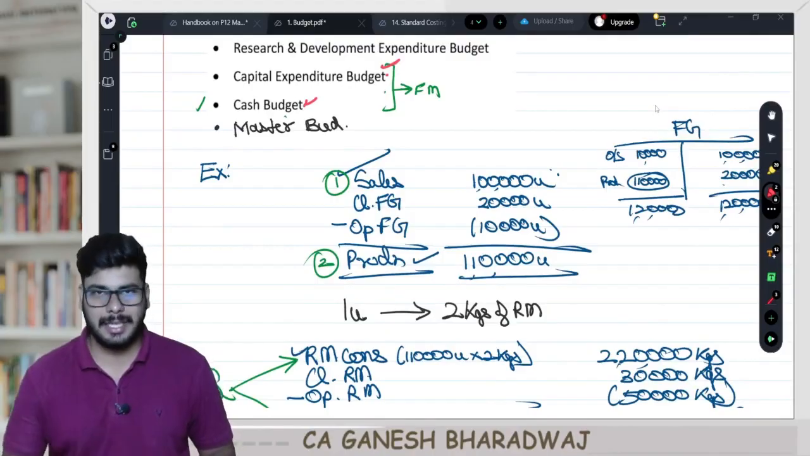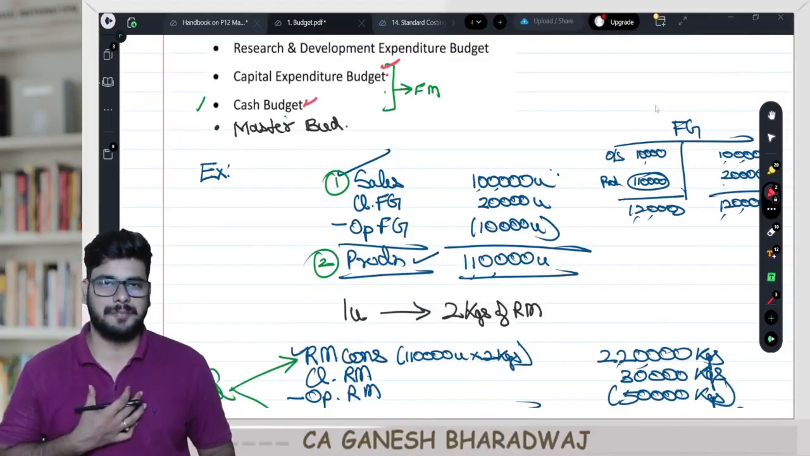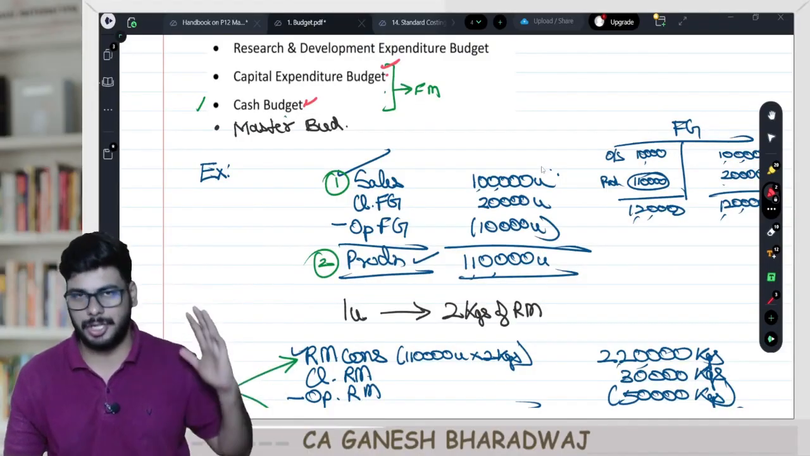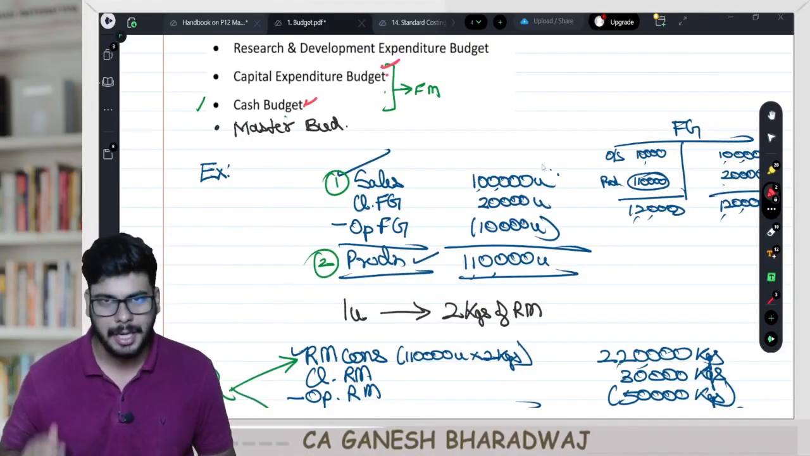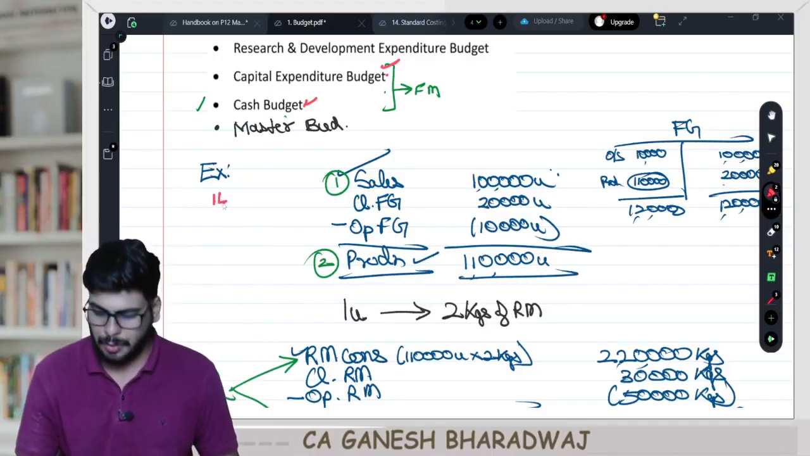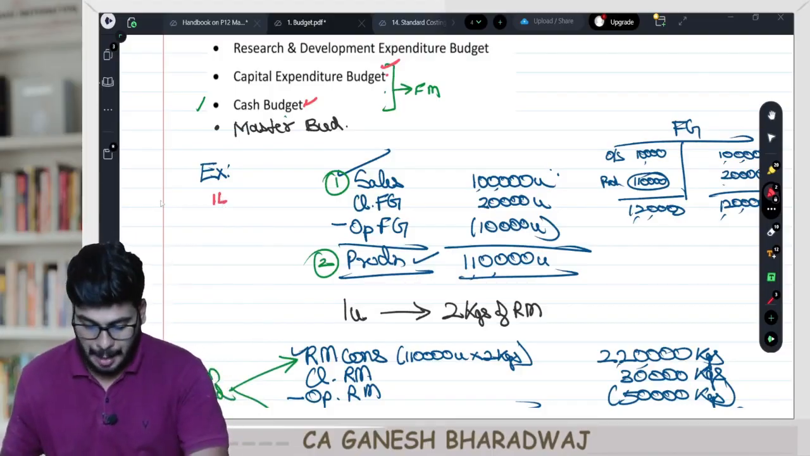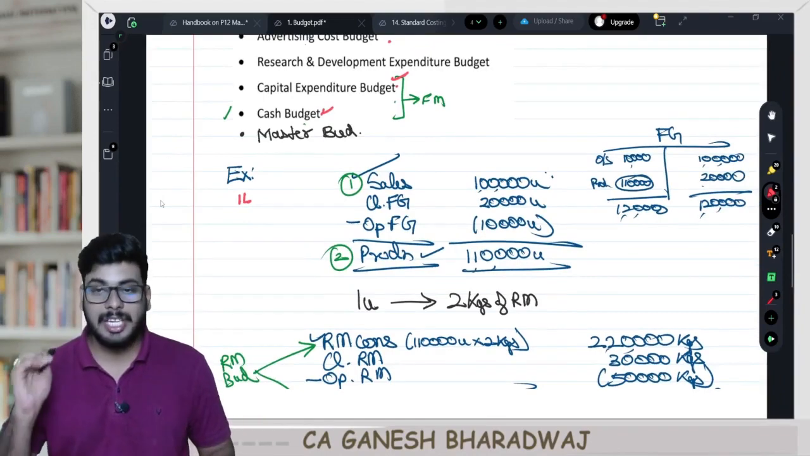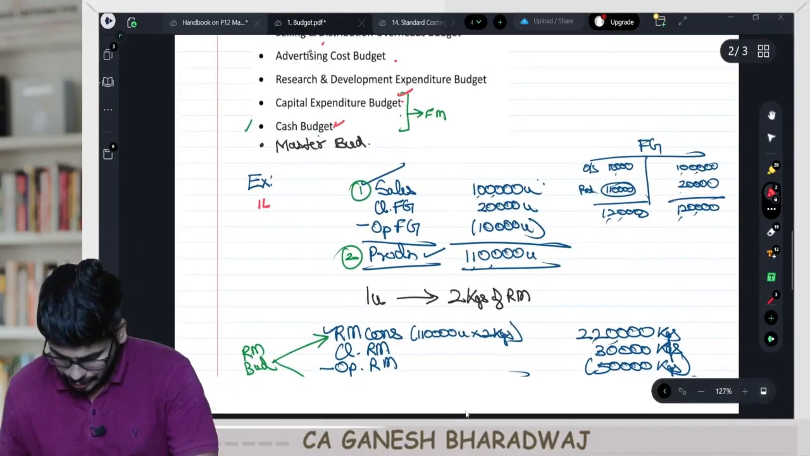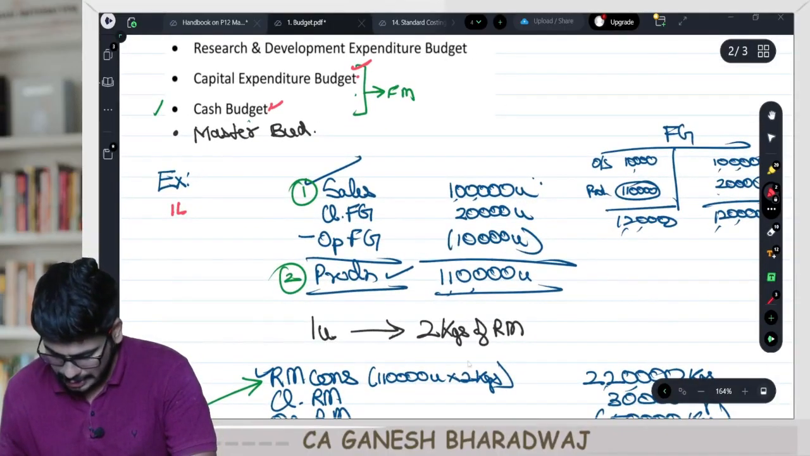Now, let us say a company is planning to sell 1 lakh units in the upcoming financial year, or let's say in a particular period, right? They are planning to sell 1 lakh units. Not just that, apart from that, they are planning to keep a closing stock of how much? 20,000 units, right?